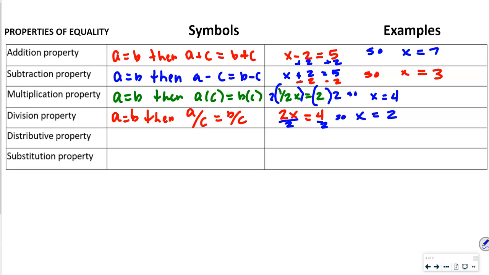Okay. The next one's the distributive property. Okay, so on this one, we're going to write it a little bit different. So we're going to say if A times B plus C, right?